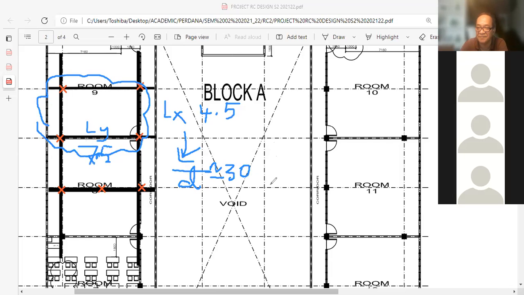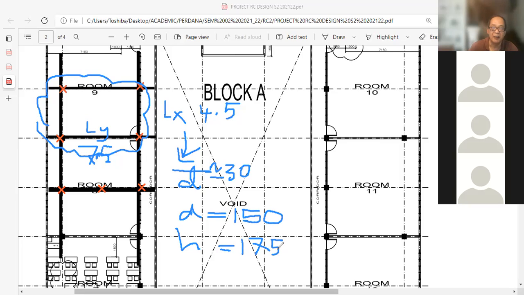So what do we get? Atika, where are you Atika? 4.5 divided by 30. 4500 divided by 30. What do we get for D? 150, Doctor. 150. Okay, 150. That's D. Meaning my H, I can easily choose around maybe 175 mm, including cover and so on, 20 to 25 mm. So my overall thickness is approximately 175 mm.